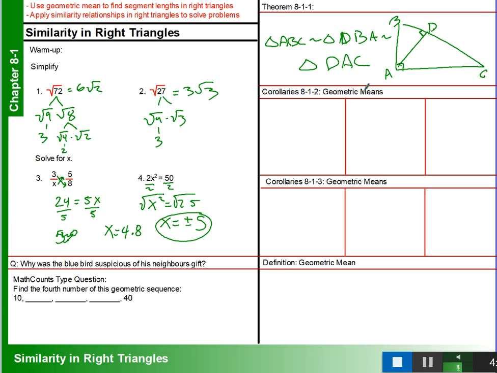So looking at the corollaries, 8-1-2 and 8-1-3, the first thing I'm going to do is make a little diagram that will serve for both situations. So I'm going to make the same drawing. I'm going to call this side A. I'm going to call this side B.